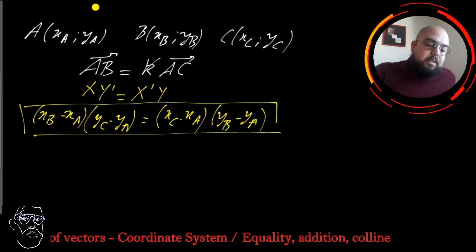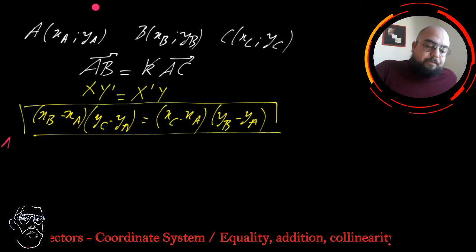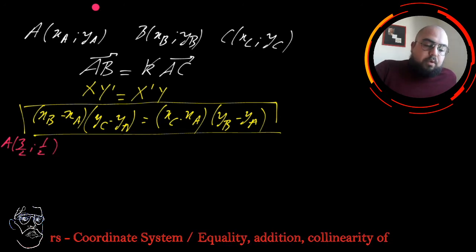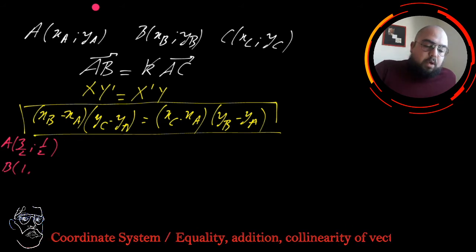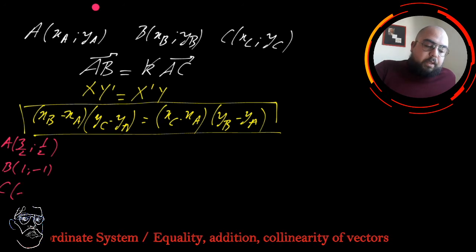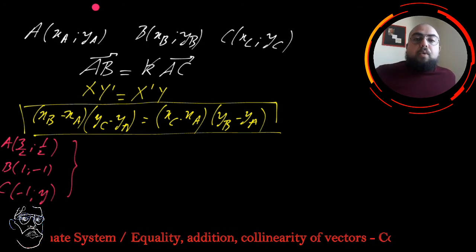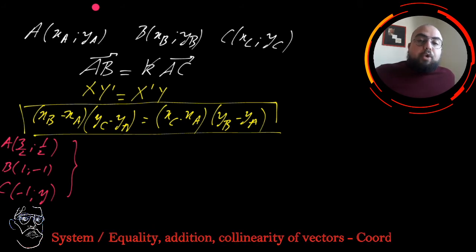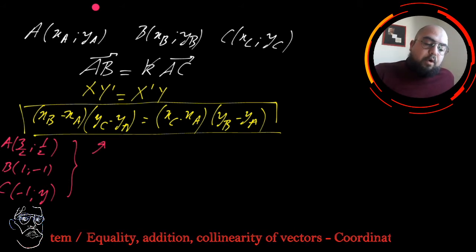Now I'm going to take an example related to this case. Let's say we had A (3/2, 1/2), B (1, -1), C (-1, y). Now the question is, for which value of y will these 3 points A, B, and C be collinear? You simply use the formula.